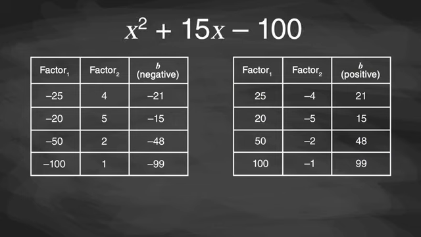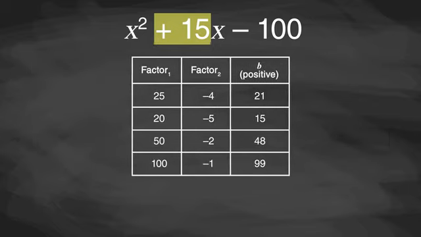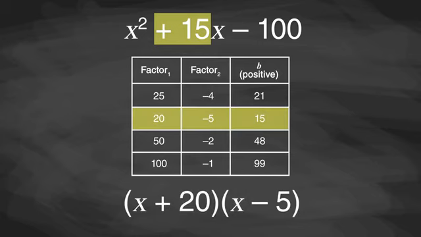Since x squared plus 15x minus 100 has a positive b value, we need to use the table where the larger factors are positive. Then we need to use the row where the b value is 15. Now we have the factors and can write it in factored form.